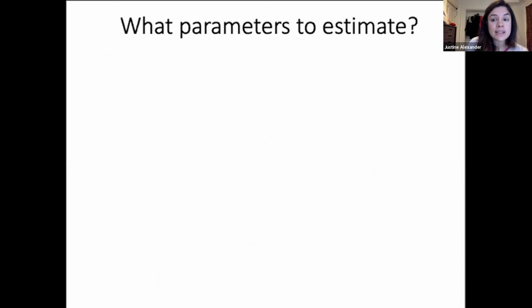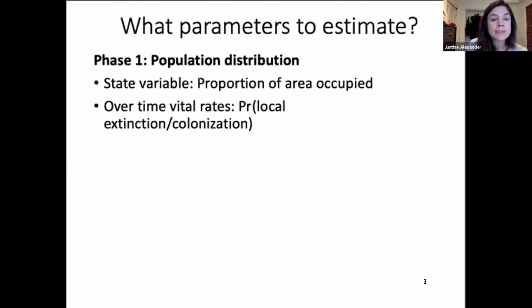For phase 1, we would be assessing the area in terms of population distribution. One important parameter that we could use is proportion of area occupied. There are different parameters used depending on what model you use, your different approach, your aims, but one parameter could be proportion of area occupied. And if surveys are completed over time, the probability of extinction and colonization could also be estimated.